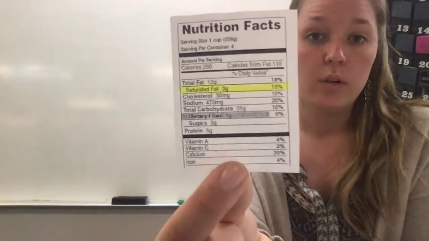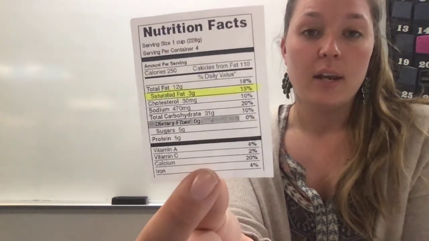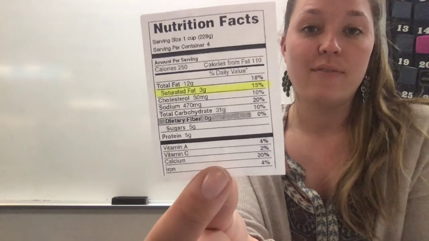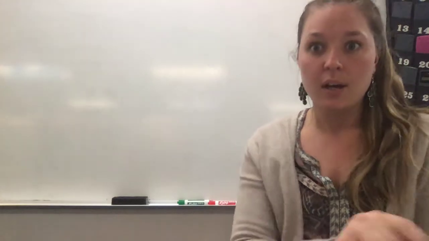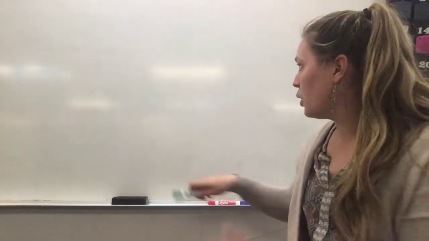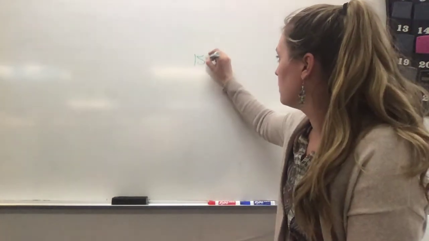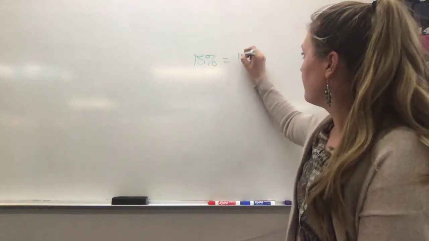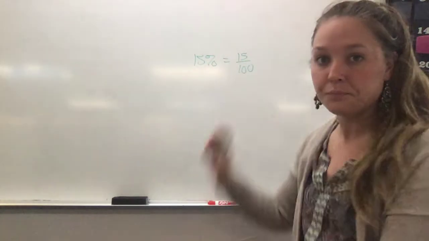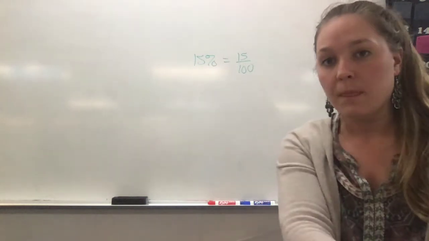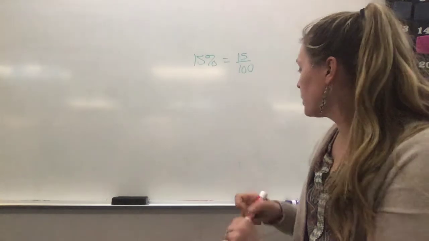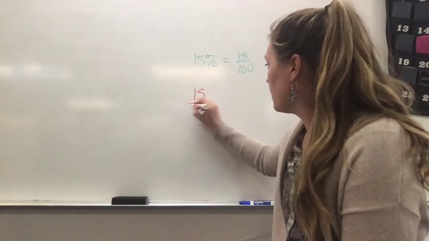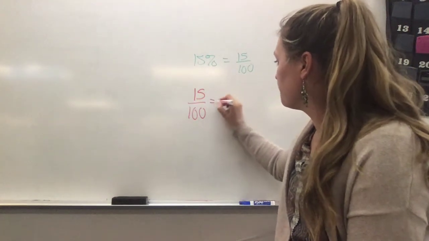So again, we used this nutrition label of Cheesy Mac and cheese. And that highlighted portion there shows that the saturated fat in one serving has 3 grams, and 3 grams is 15%. So the first important part to note is that 15% is equal to 15 out of 100. Okay, so I said we were going to solve this problem using equivalent ratios. So we're going to start with 15 out of 100 as our first ratio.